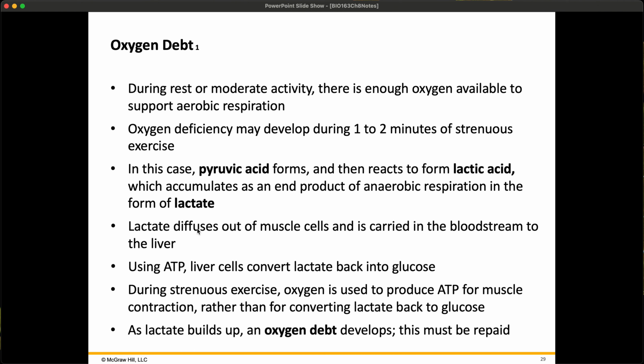Once that lactate gets back to the liver, ATP breaks it down and converts it back into glucose. But during strenuous exercise, all the oxygen that you're using to produce ATP, rather than converting lactate to glucose, starts to build up this oxygen debt that develops.